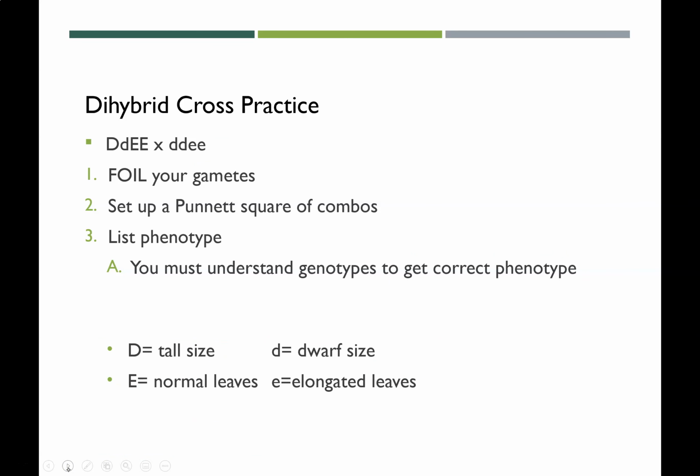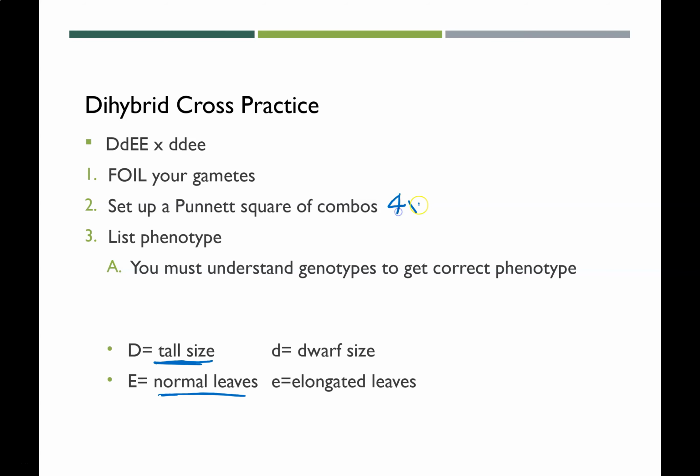So let's do another example. We are going to cross individual plants, and we are gonna look at size, their height, and the shape of their leaves. So tall is going to be dominant to dwarf or short. Normal is going to be dominant to elongated. So elongated means stretched out, so long and thin. So we have two traits and two alleles each.